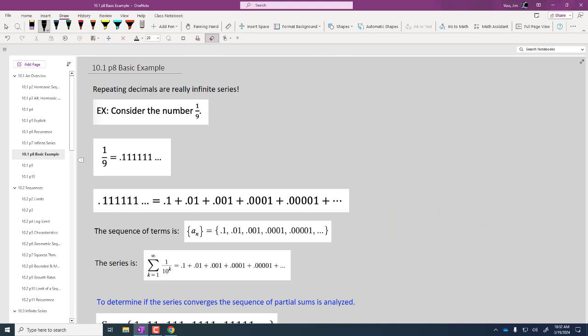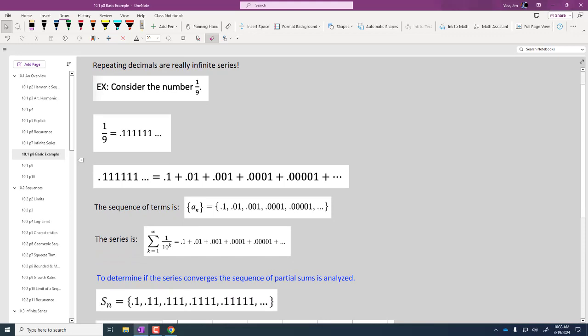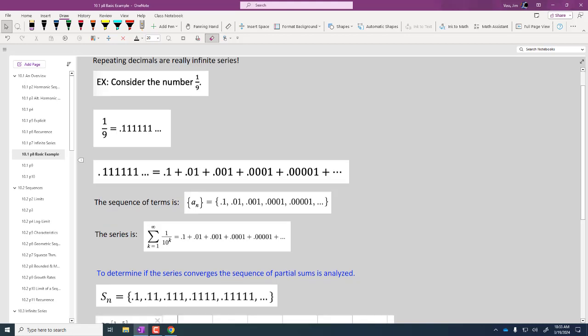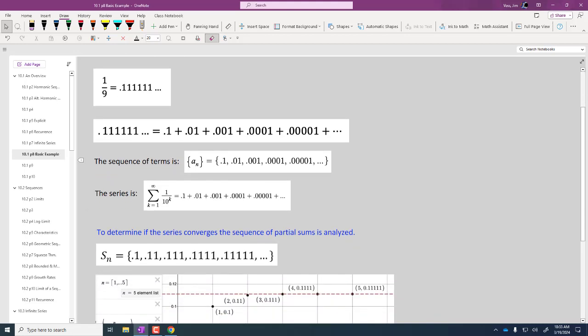So let's take a look at a specific example. Repeating decimals are really just infinite series. That's what a repeating decimal really is. So 1/9 is 0.1 repeating. We can think of 0.1 repeating like that.